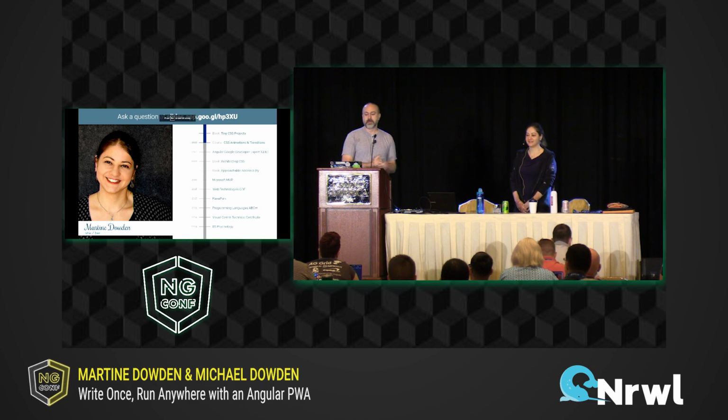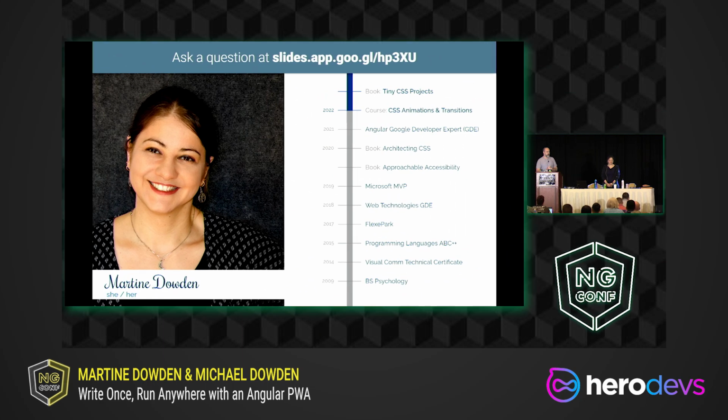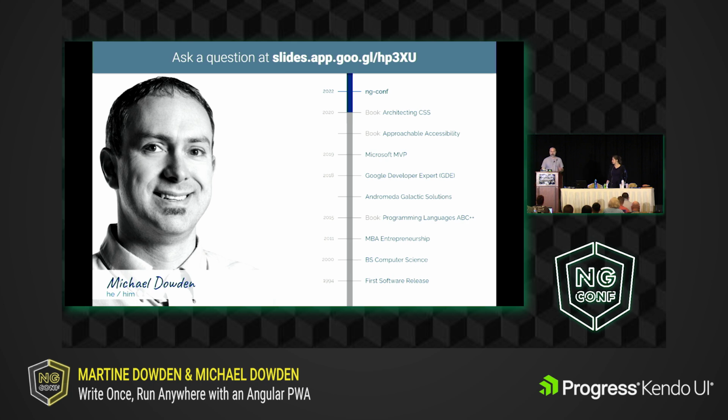Cool. So Maritine Dowden. Maritine is a UX, UI designer, application developer, and has written a number of books and is currently working on a book about CSS, tiny CSS projects. My name is Michael Dowden. I have been a software architect for quite a while and have been working with Angular, I guess, for 7 years now.